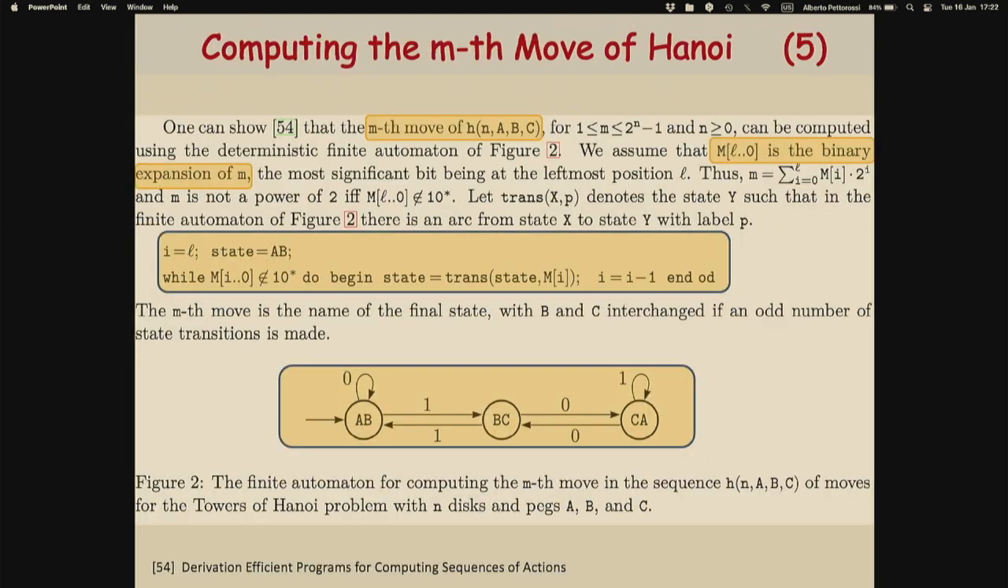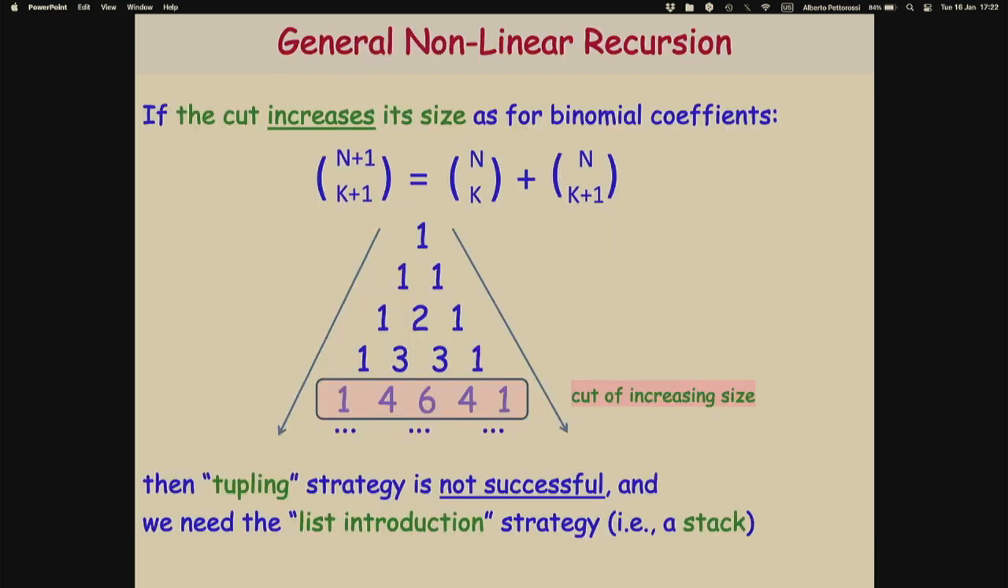In this case, it's 3. Okay, then you ask yourself, this is not actually really very important. What is the 15th move when you have 4 disks or whatever? And this can be done in a similar way. But there are, like the binomial coefficient, if you do the unfolding, the breadth is not constant. And so you really need a stack. And so you cannot do better.